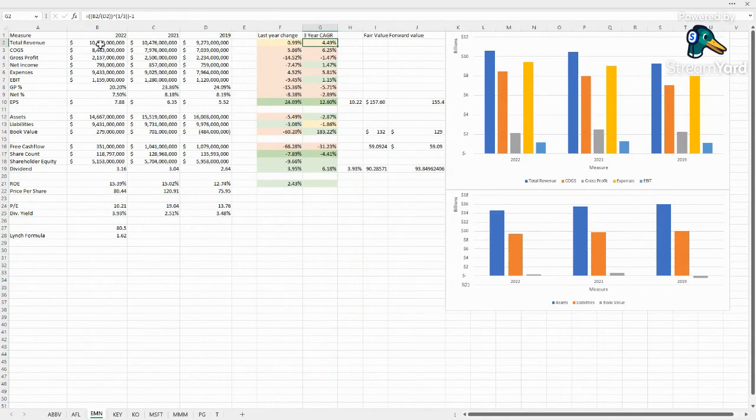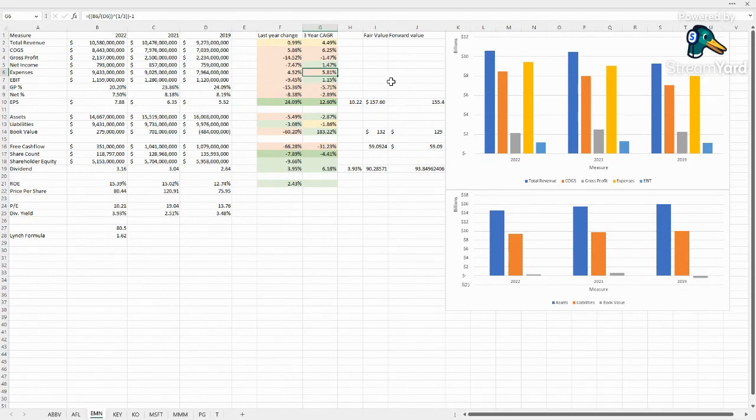So we see 4.5% year-over-year growth. That's not bad, not quite in the range that we like to see, but it is an established brand and it is a dividend stock. Cost of goods is climbing way faster than that revenue, 6.25% year over year. The gross profit is declining 1.5%, while the net income climbs 1.5%.